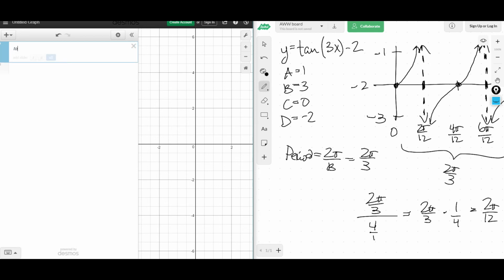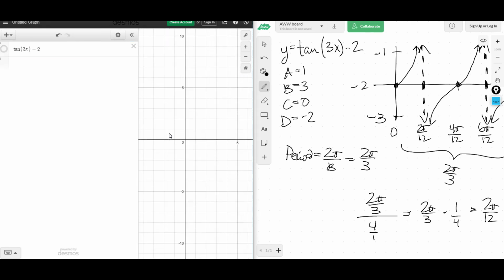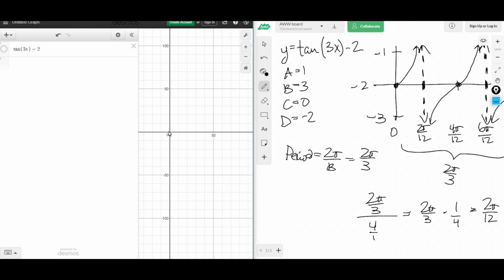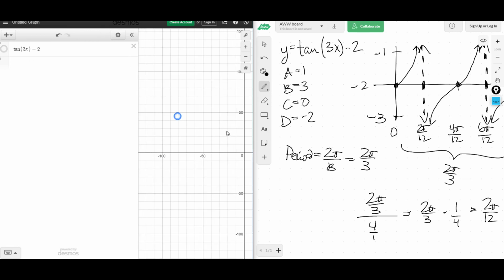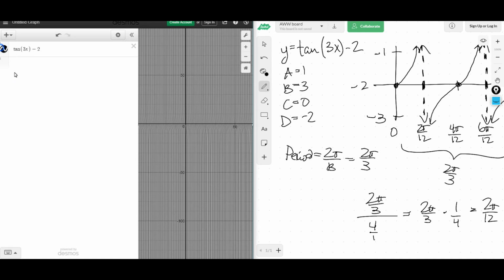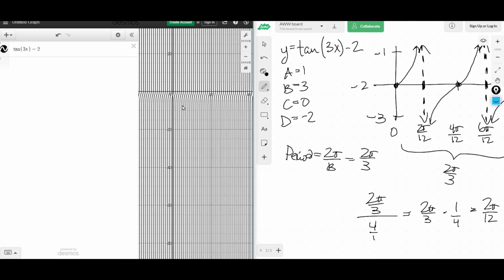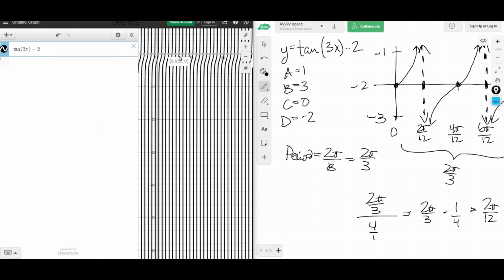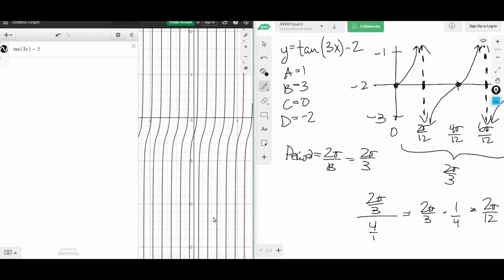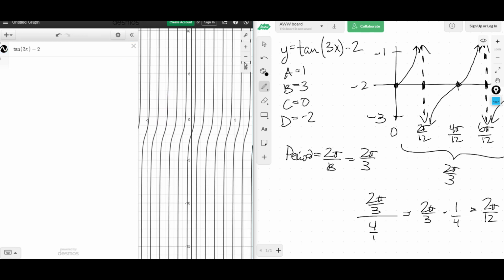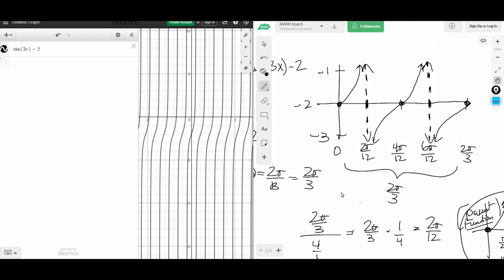So we have tangent of 3x minus 2. Why am I not seeing it? Oh, I see why, because it was unclicked. Ooh, that's a lot. That's ugly to look at. Sorry about that. So that's not matching what I have here. It doesn't match this beautiful little graph we've created.